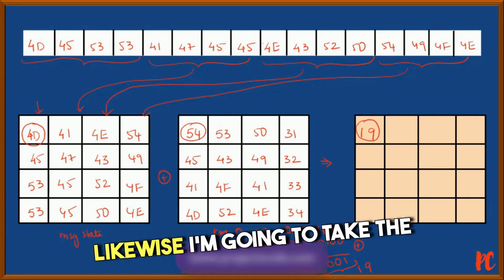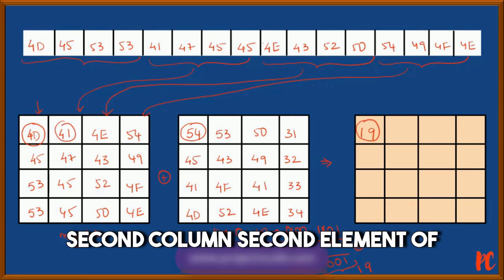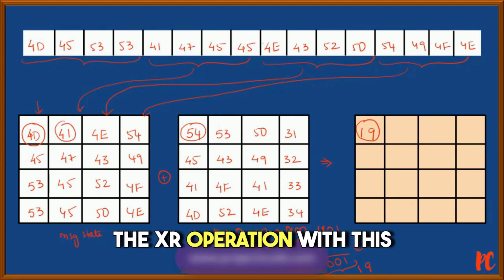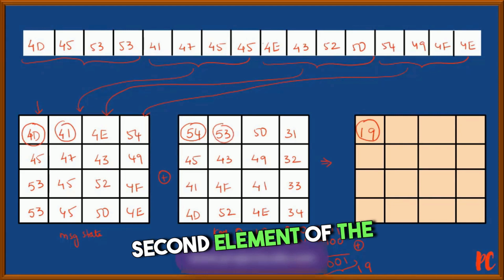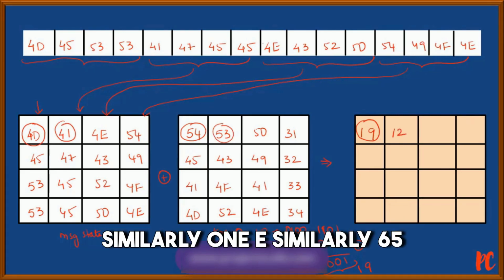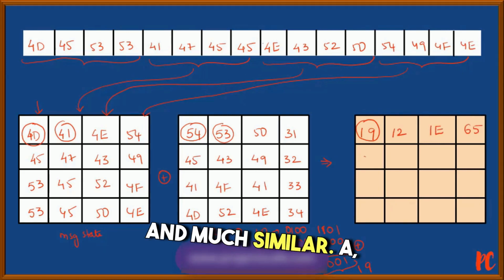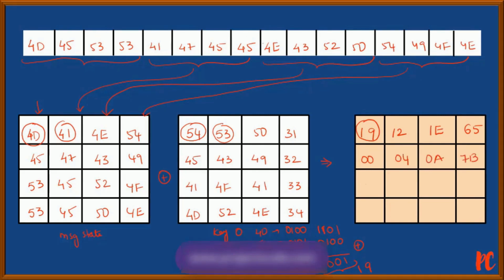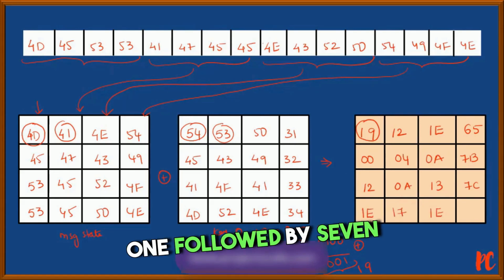Likewise, I am going to take the second element of this message state, performing the XOR operation with the second element of the key 0 state, and I am going to generate 12. Similarly 1E, similarly 65, and much similar 00, 04, 0A, 7B, 12, 0A, 13, 7C, 1E, 17, 1E followed by 7A.